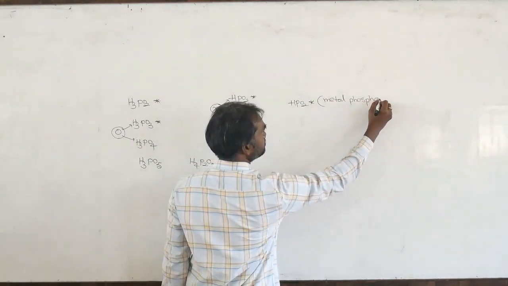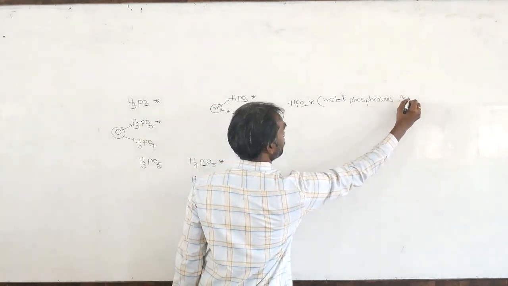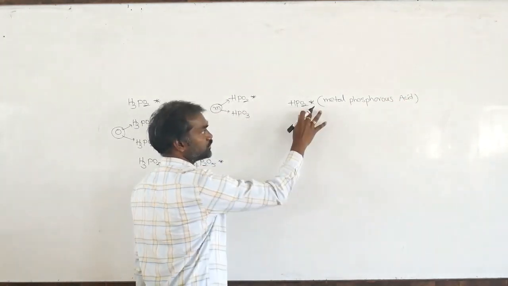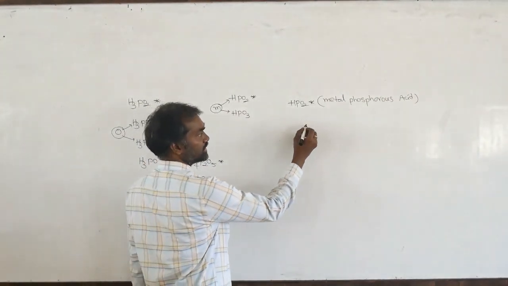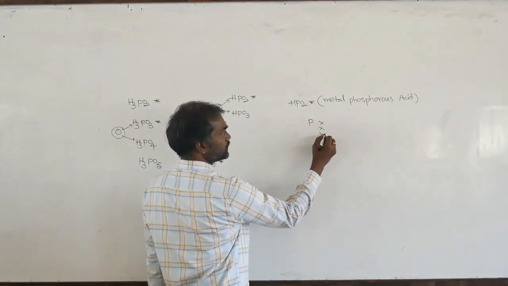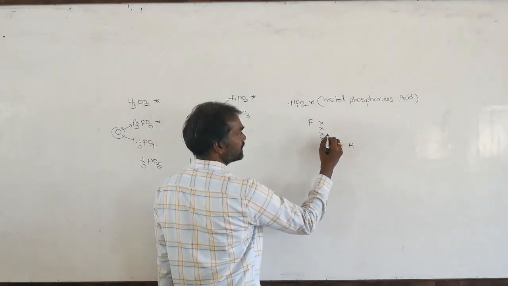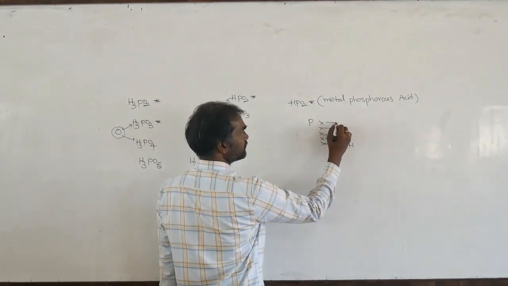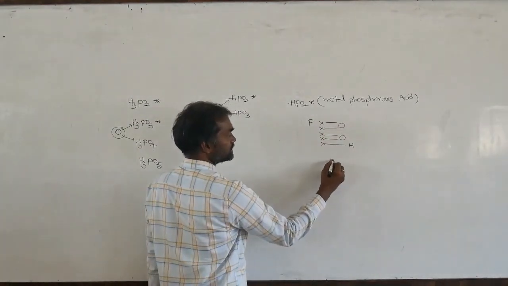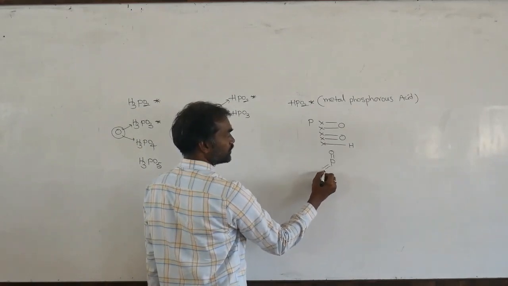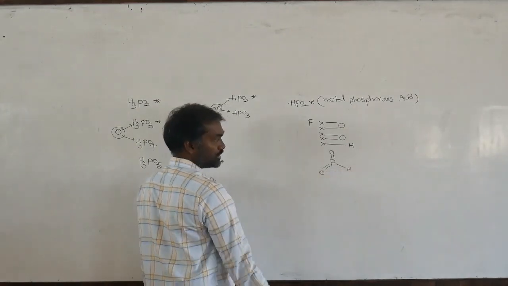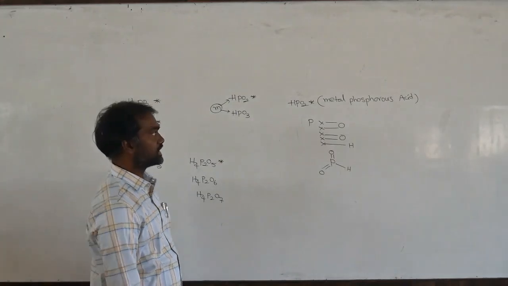Metaphosphorus acid. So this is an acid. Phosphorus, you take 5 single electrons, 1 hydrogen directly connected to the center. So this is one double bond O, one OH. So this is metaphosphorus acid.